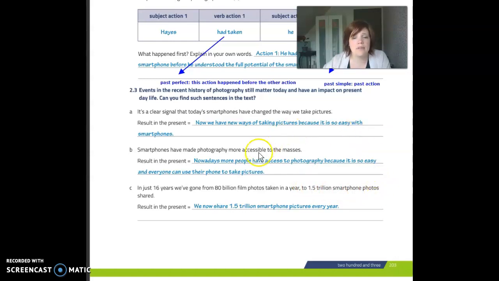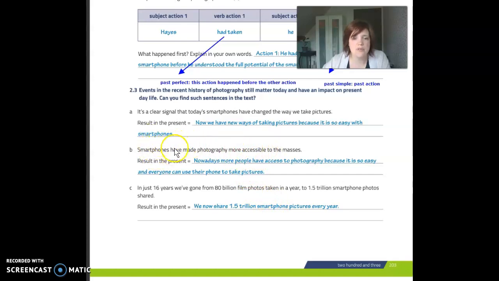Action in the past is the invention of the smartphone. The result in the present is that we now share 1.5 trillion smartphone pictures every year. So in all of those three sentences, you can see that one action in the past, one event from the past, has a clear result in the present. We already had a look at the tense that you need to use then. That is the present perfect tense, which you can see here in these pictures.